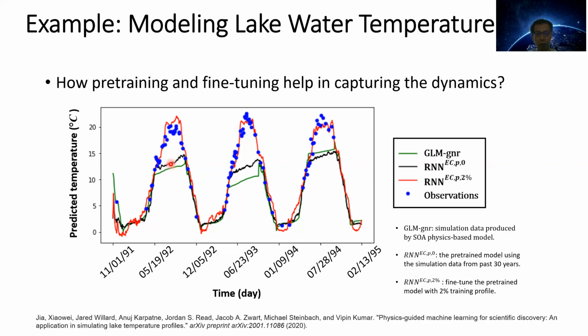Then if we fine-tune this pre-trained model, this black line, using just 2% of true observation data, we can get this red line. We can see that now this red line has a much better match with the true observation data. So this really shows that even if our simulation data is not perfect and has large bias with the true observations, by doing the pre-training using such simulation data, the pre-trained model has a higher chance of learning these general seasonal patterns over time. And once we get these seasonal patterns correct, then from there, we only need a very small amount of true observation data to close this gap, to get this red line.